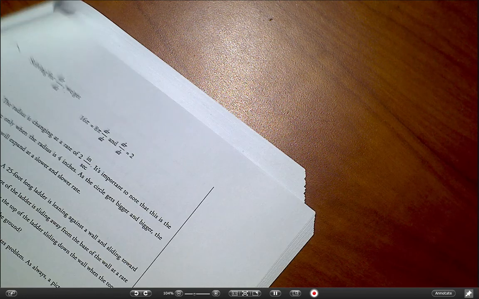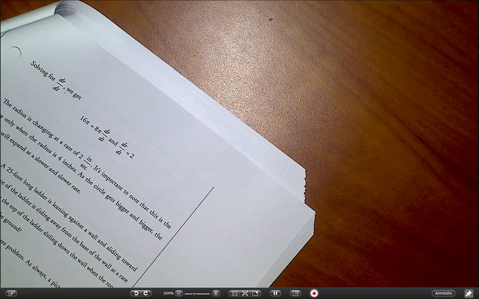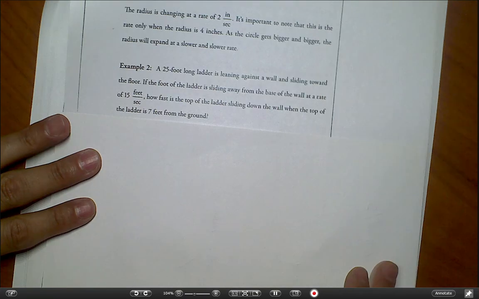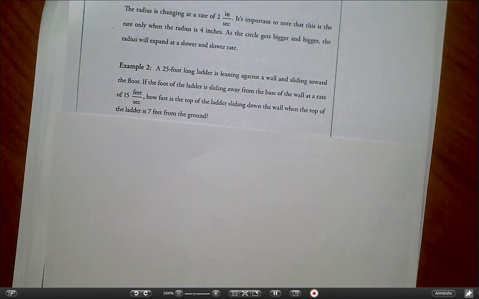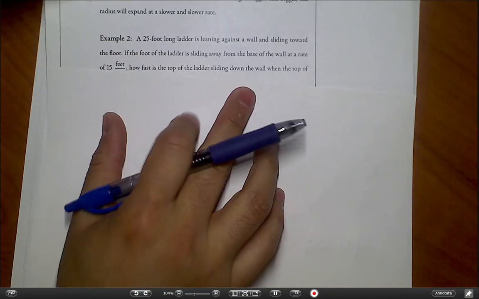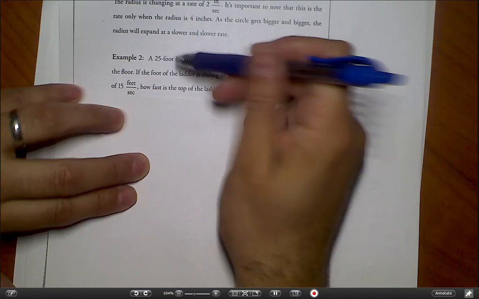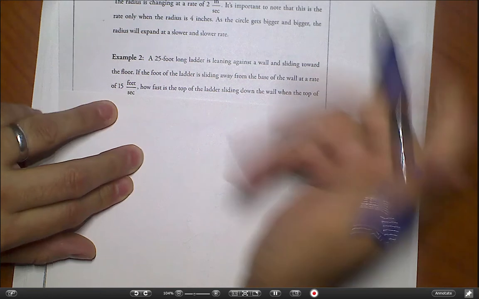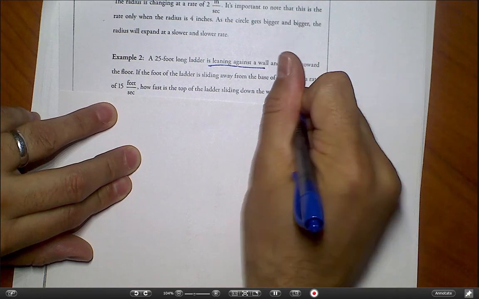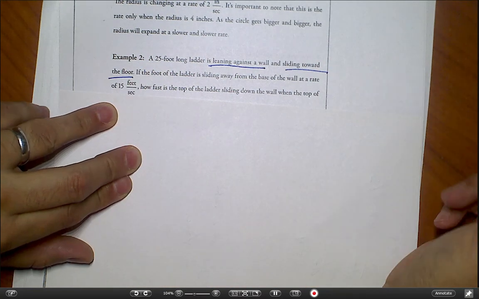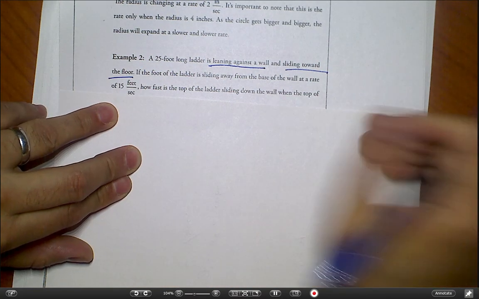All right, everyone's favorite. Okay, ladder problem. Ladder, it's number 2. It's the next page. There we go. All right. So it says a 25-foot ladder is leaning against the wall and sliding towards the floor. Okay? Draw a diagram.